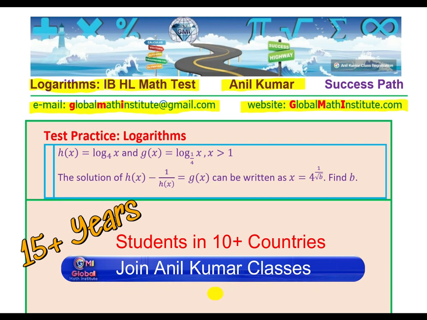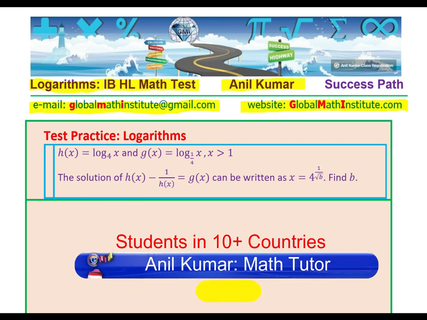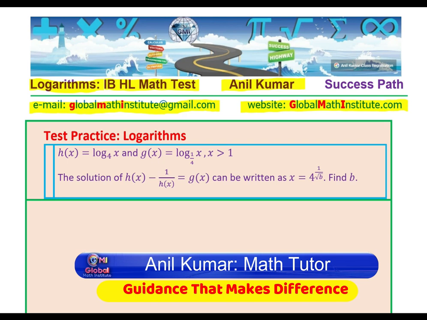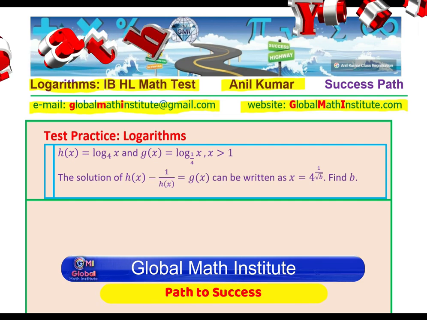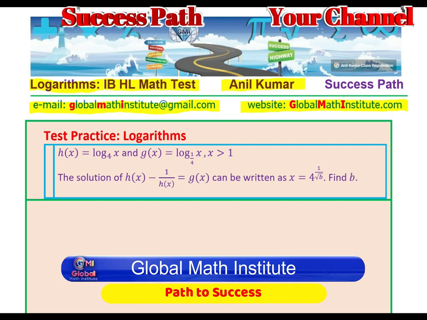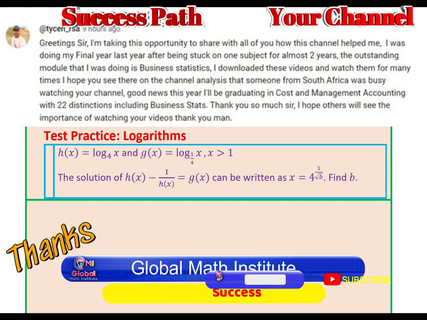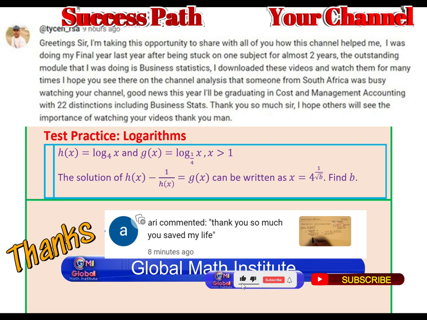The question before us is: the function h of x is equal to log to the base 4 of x, g of x is log to the base 1 over 4 of x, and x is greater than 1. The solution of h of x minus 1 over h of x equals g of x can be written as x equals 4 to the power of 1 over square root b. Find the value of b.